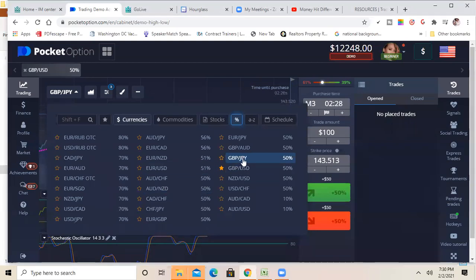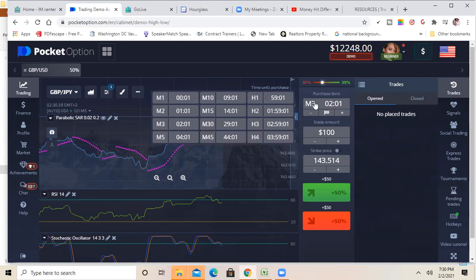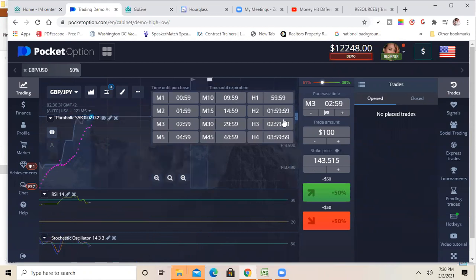GBP/JPY, I'm going to click on that currency pair. I'm going to go back over here and take a look and see what I need to put into this platform. You need to tell Pocket Option how much time you want this trade to go for. Now you get to be in control of how much time you're going to let this trade go for. Is it going to go for 60 seconds, 2 minutes, 3 minutes, all the way up to 4 hours? You're the boss.